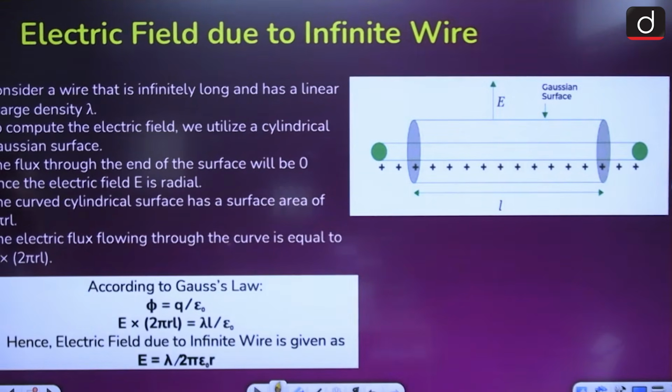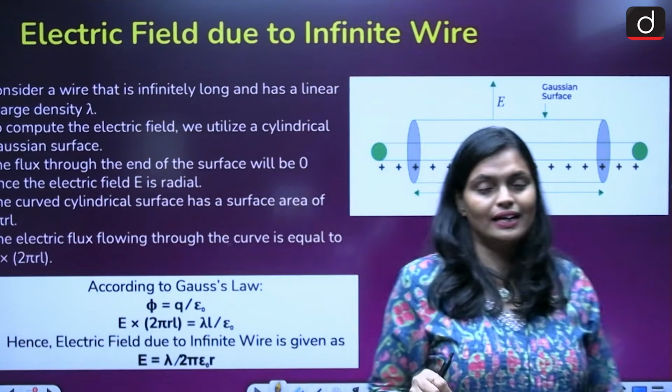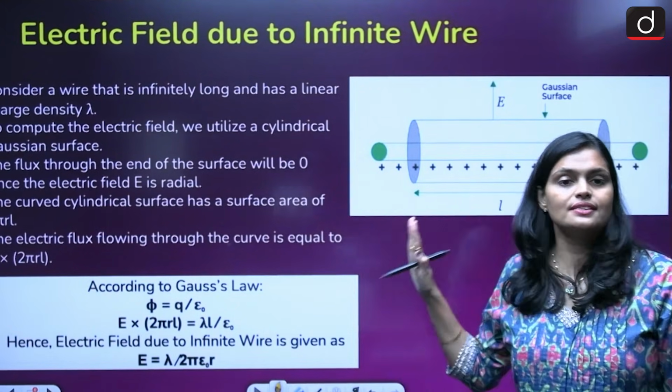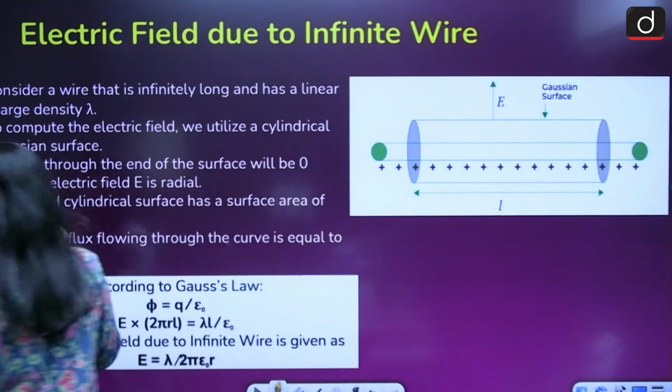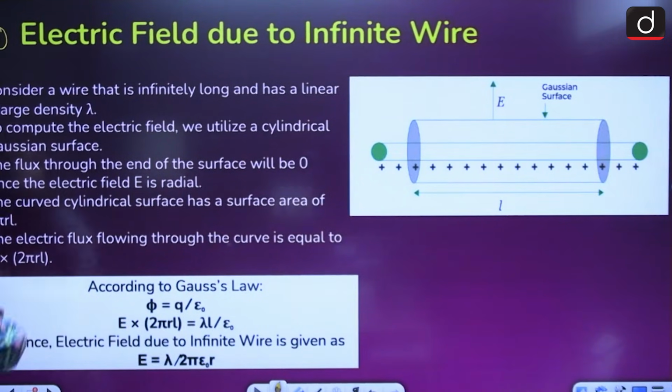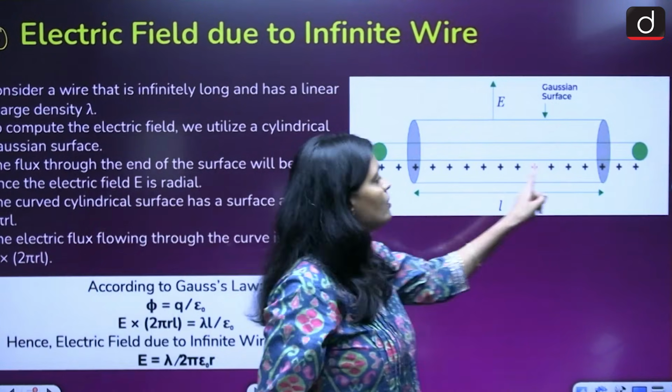Now, electric field due to infinite wire, right? Electric field due to infinite wire. So, let us see, first of all, the first is electric field due to infinite wire. Now, suppose this is your wire.